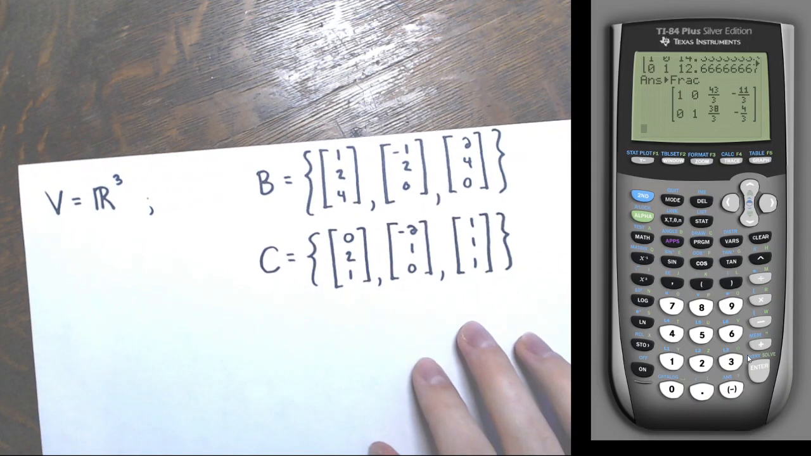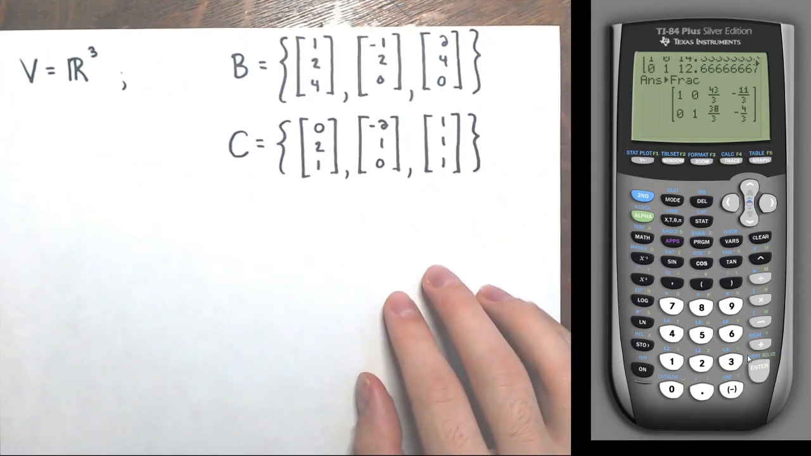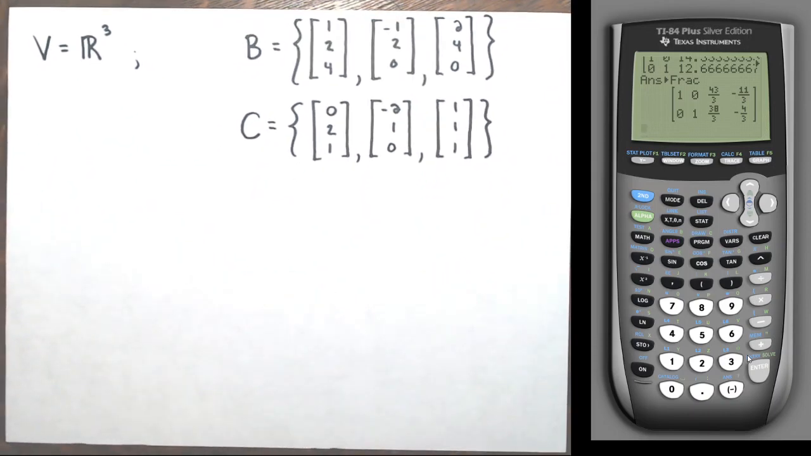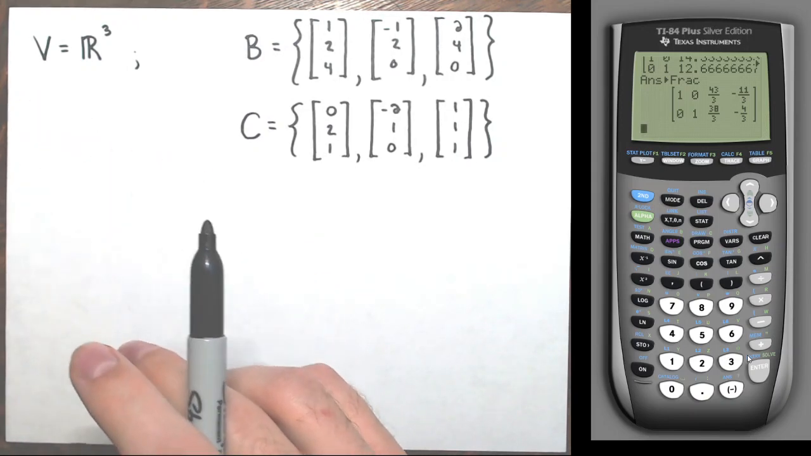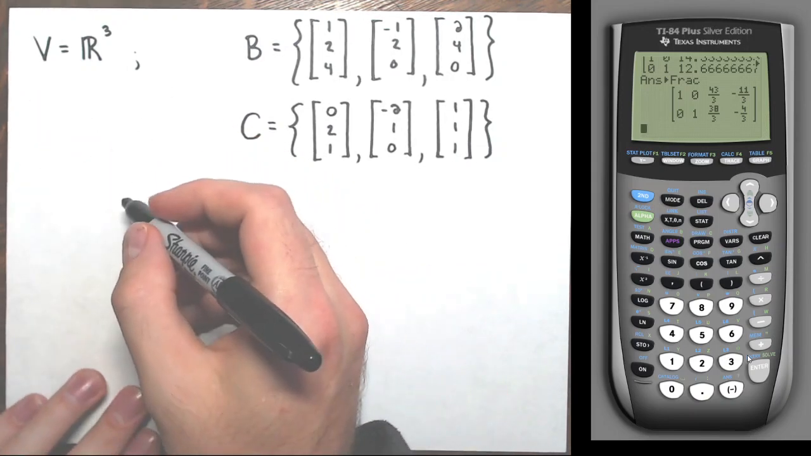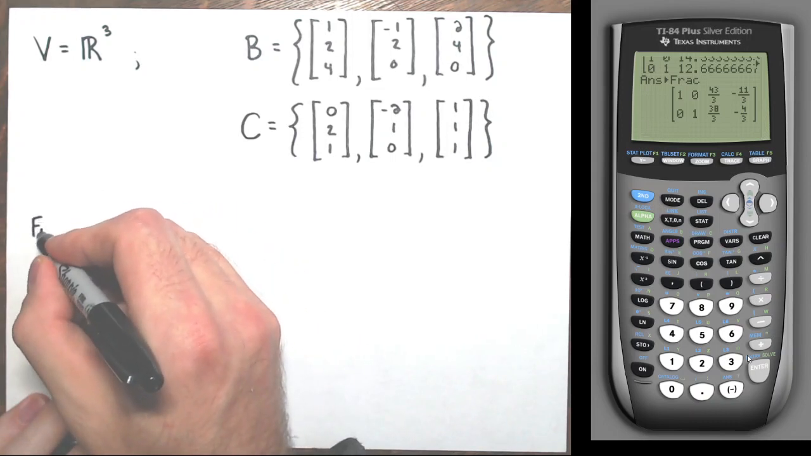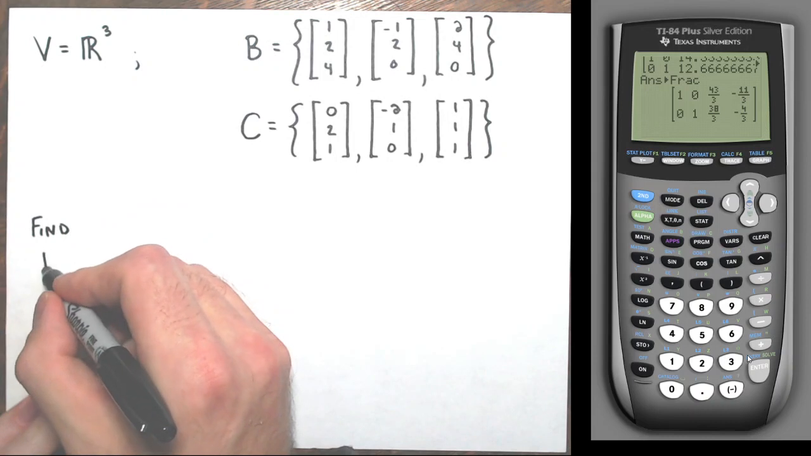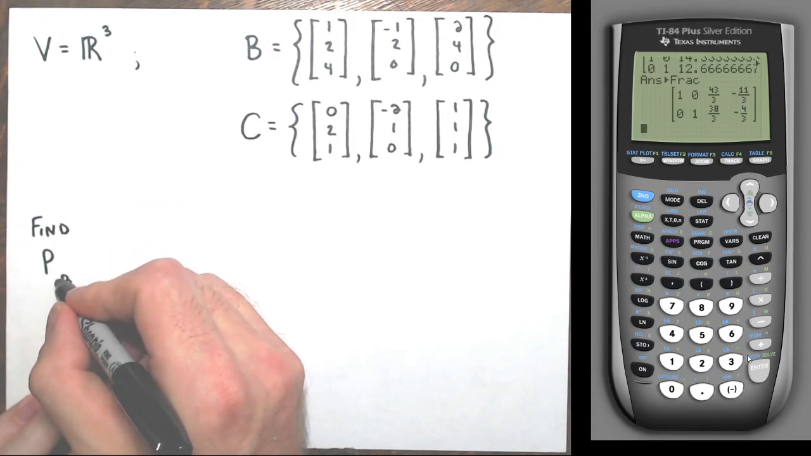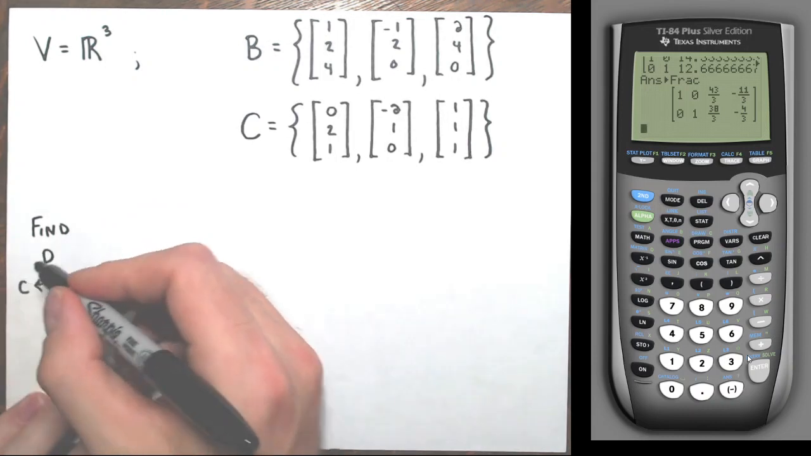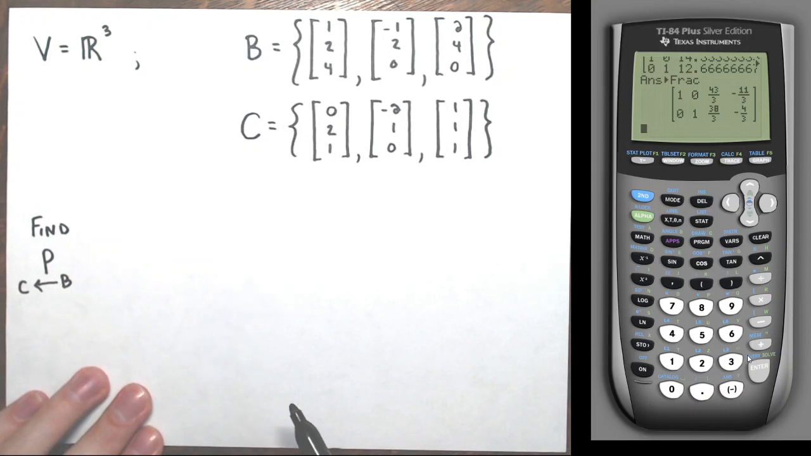I got one more example here when we're in Euclidean space. Then we'll go to some other vector spaces. Again, very simple. Now that we know it's Euclidean space, I can jump to this statement here. This time I'm just going to find the transition matrix from B to C. And just know that you just reverse everything if you want to transition from C to B.